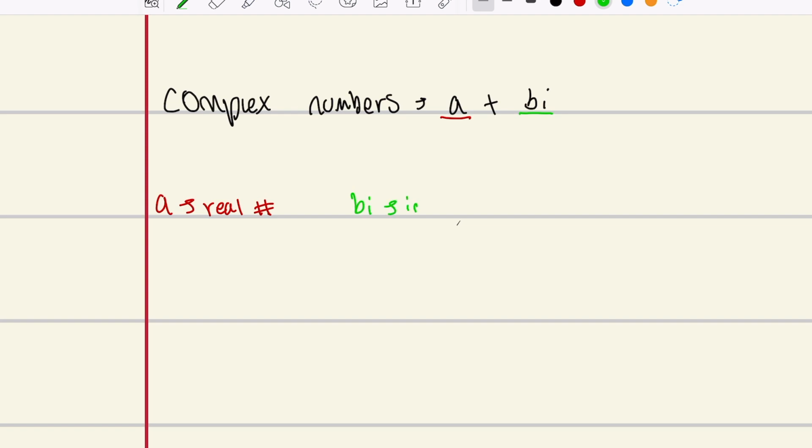So complex numbers. So what does that mean? Complex numbers are written in this form: a plus bi. Okay? a is the real number. Let's just write this real number. bi is the imaginary number, which is essentially does not exist in the real world. Imaginary number. Okay?